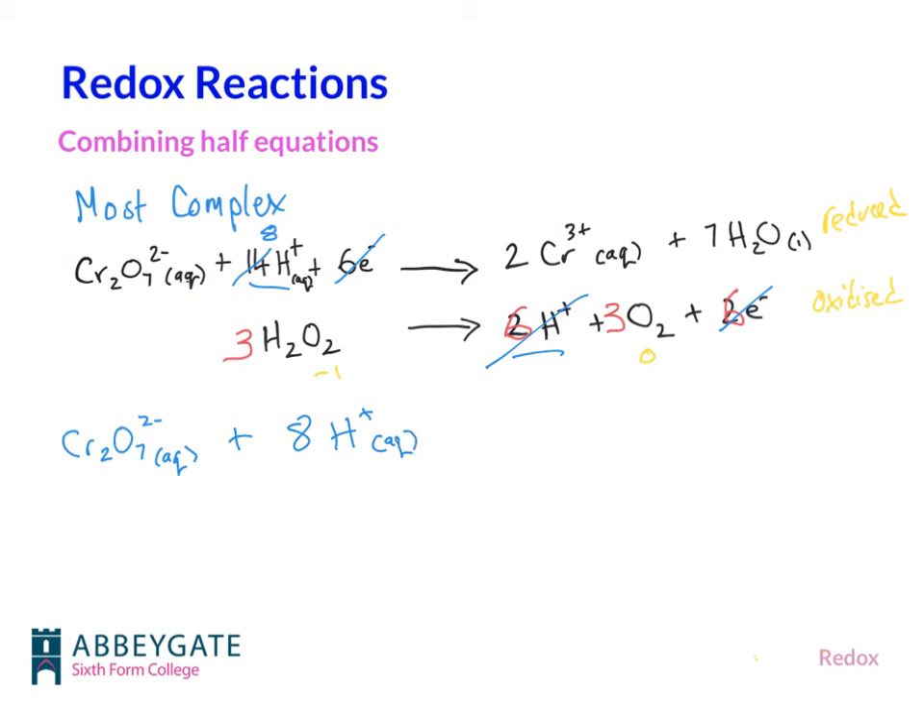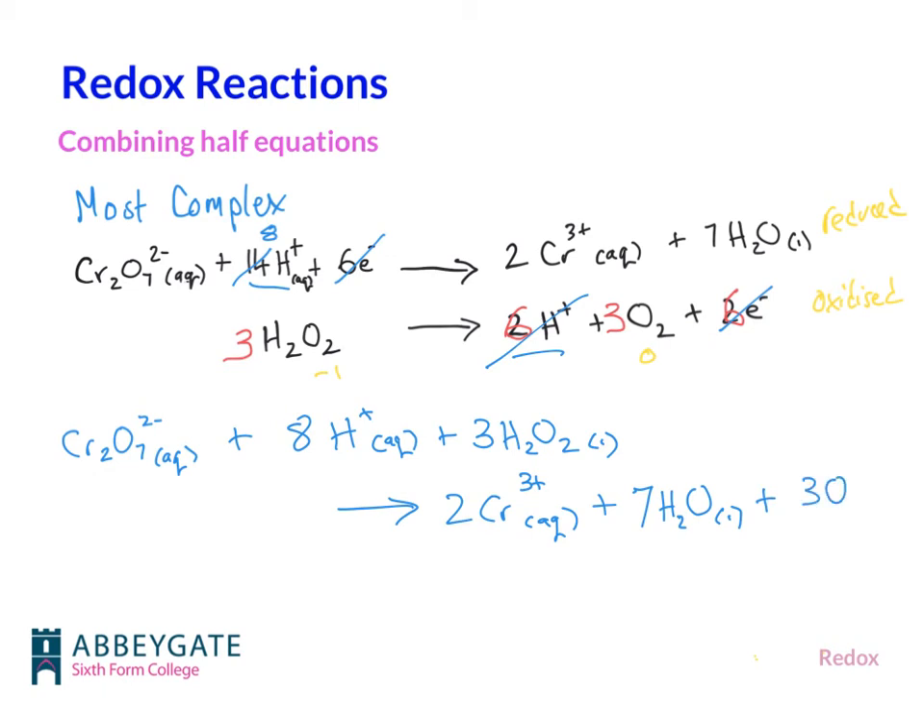We've cancelled the electrons already, so then we just need to add our 3H2O2, which is a liquid. I forgot to put the state symbol in before. And then that is going to make, I'm going to run out of space, so I'm going to put my arrow underneath because I haven't got enough space on the screen. That's going to make 2Cr3+, which is aqueous, plus 7H2O, which is a liquid, plus 3 oxygens, which would be a gas.